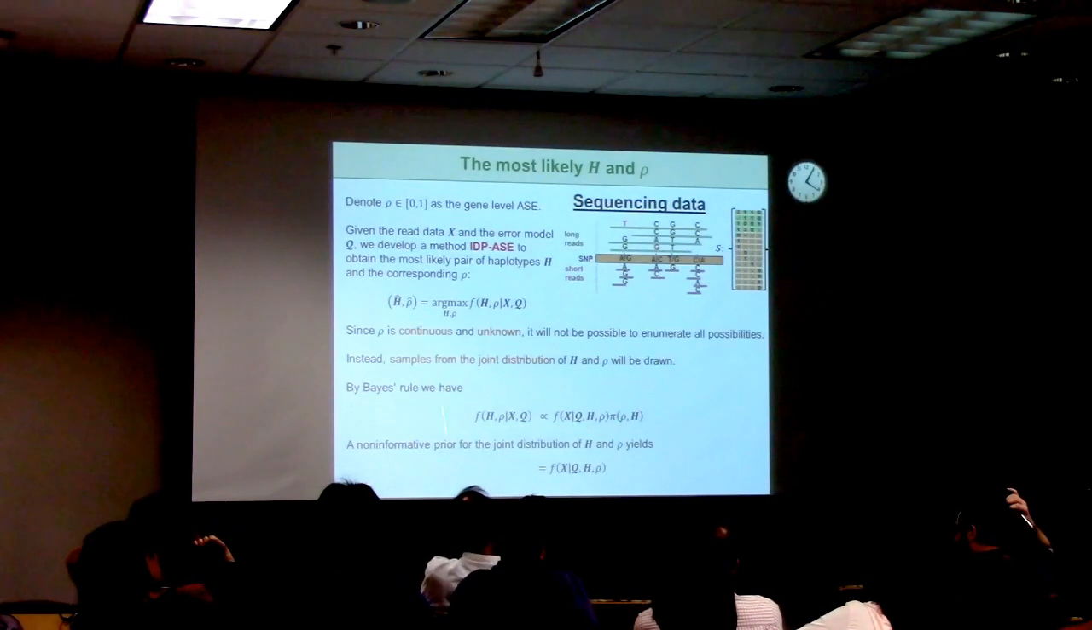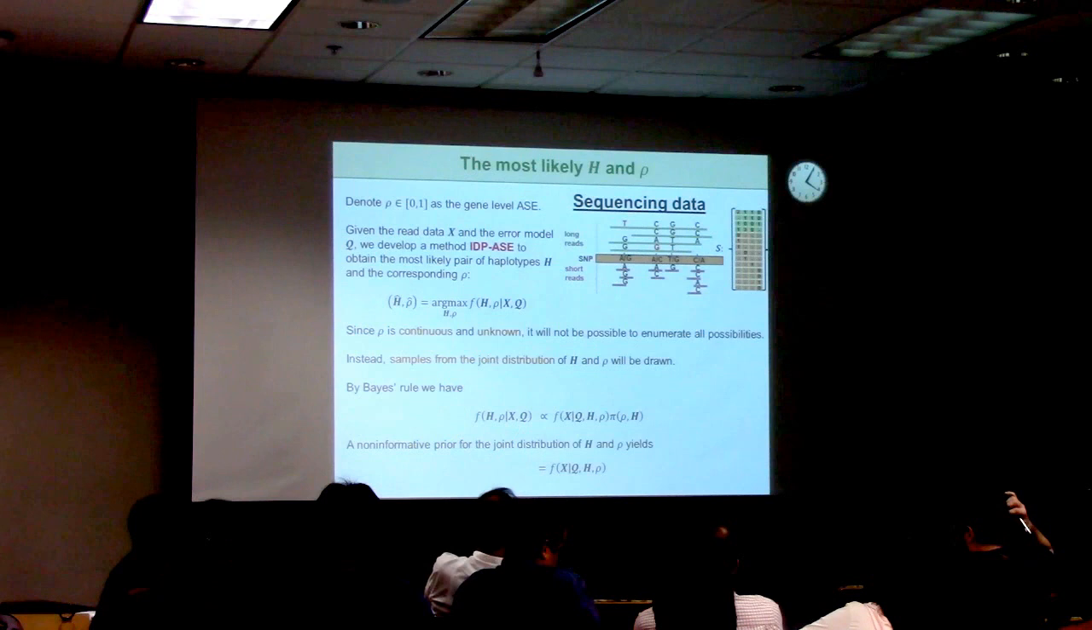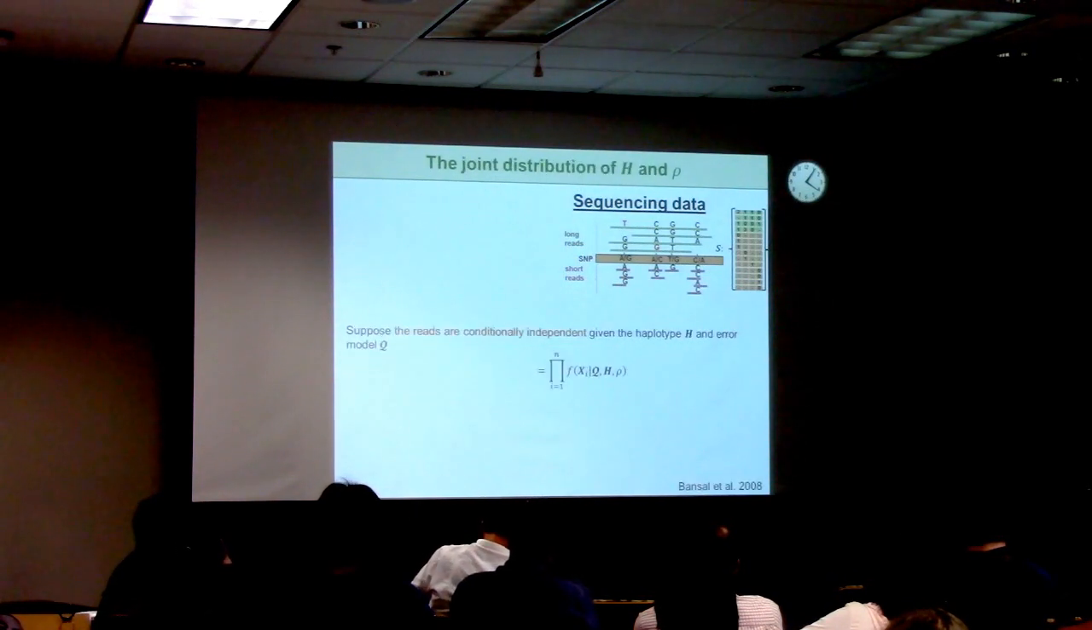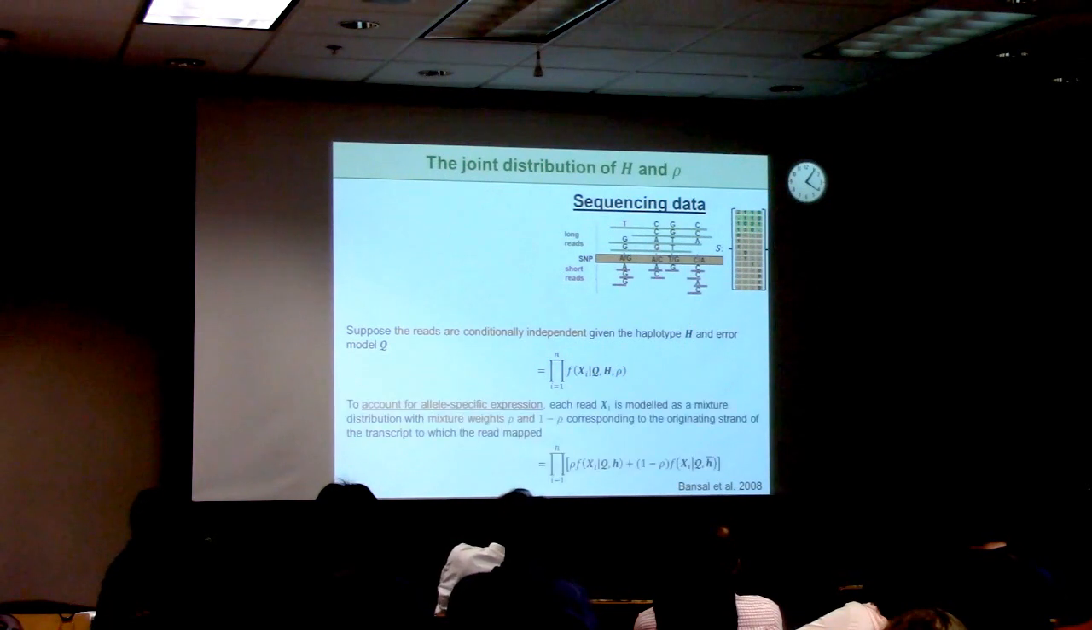From statistics 101, you know this is proportional to the likelihood, and we just need to calculate this likelihood. To calculate this likelihood, we assume each read is generated independently, so you get a product over each read. And then to account for allele-specific expression, whether a read was generated from the paternal allele or the maternal allele, we have a mixture model, rho and 1 minus rho.